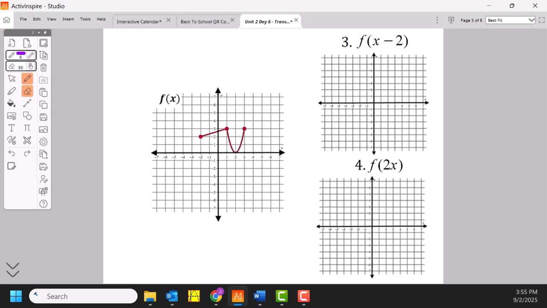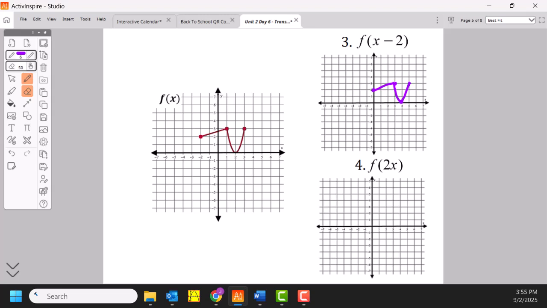All right, try these 2 as well. Okay, welcome back. So number 3 is right 2. So we're just shifting all of them right 2. So this is what you should have gotten with your right 2.